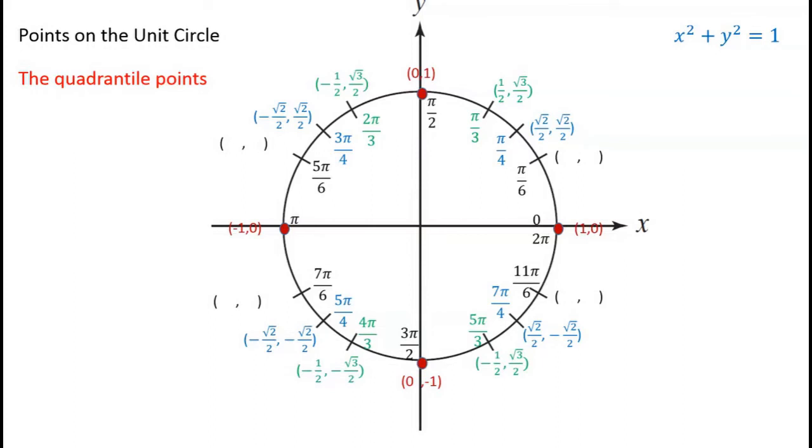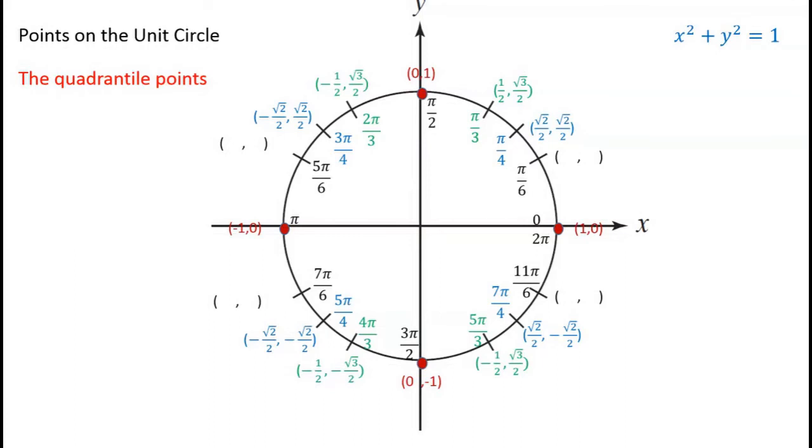At pi to the left, we have -1, 0, and at the bottom at 3 pi/2, we have 0, -1. The next thing we did was prove the pi/4 values. Remember where x and y were the same? And that's how we did our proof. So we have square root of 2/2 for x and square root of 2/2 for y at pi/4.